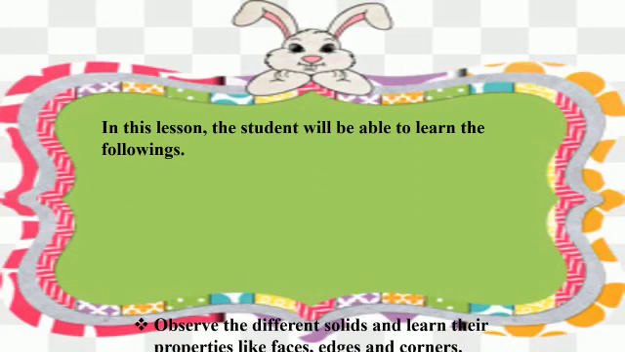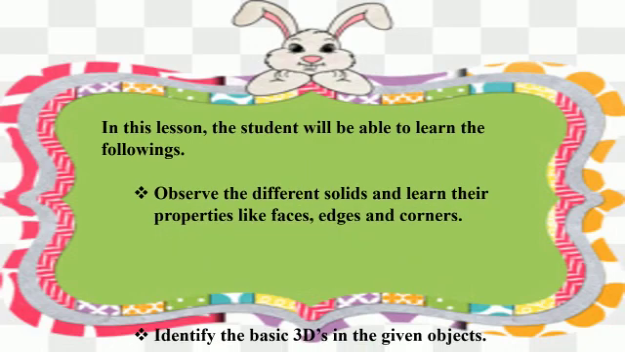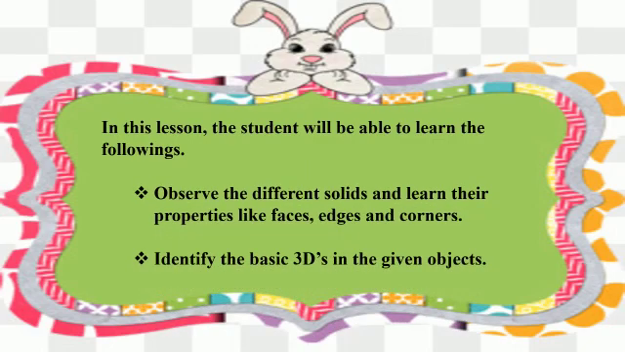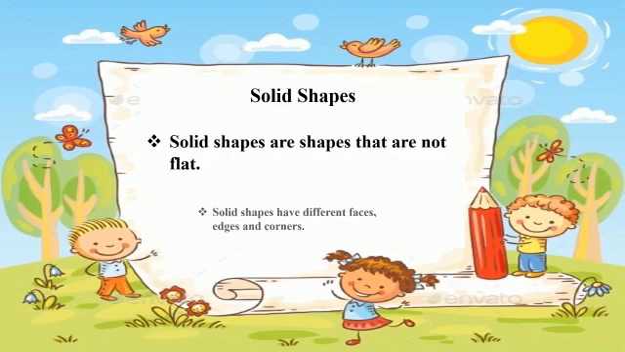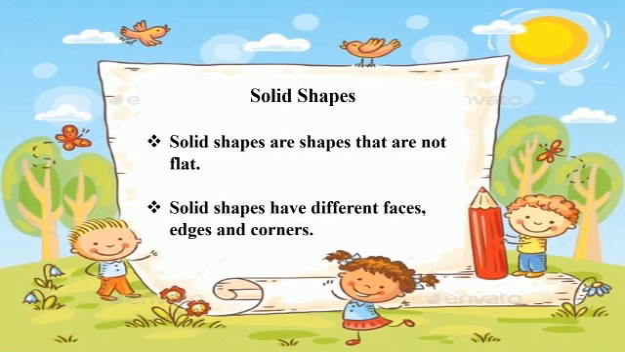In this lesson, the student will be able to learn the following. Observe the different solids and learn their properties like faces, edges, and corners. Identify the basic 3Ds in the given objects. Let us explore solid shapes. Why did I call them solid shapes? Solid shapes are shapes that are not flat, and each of these solid shapes has different faces, edges, and corners.